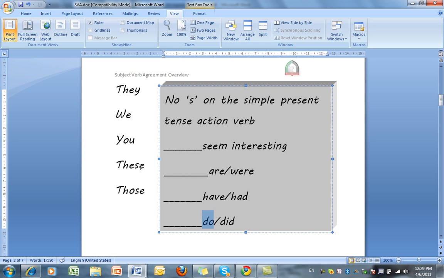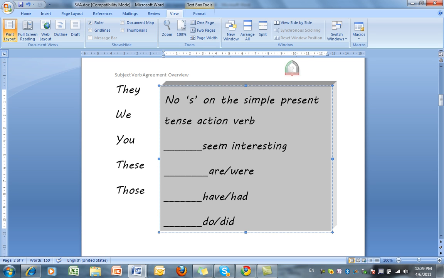Now, one of the important points to mention is that when the subject is plural, there is no S on the simple present tense action verb. For example, these seem interesting. Those seem interesting. And of course, if it were past tense, you seemed interesting.